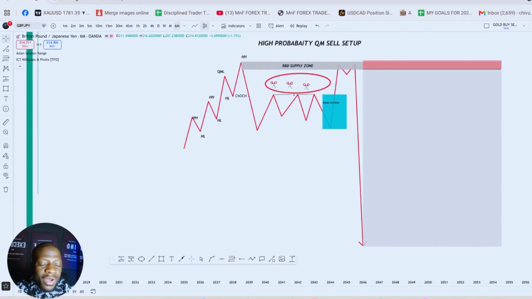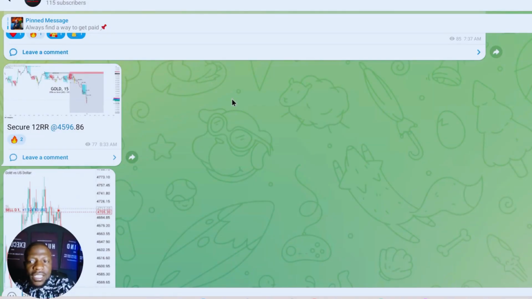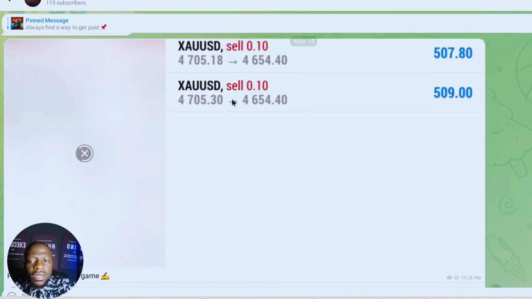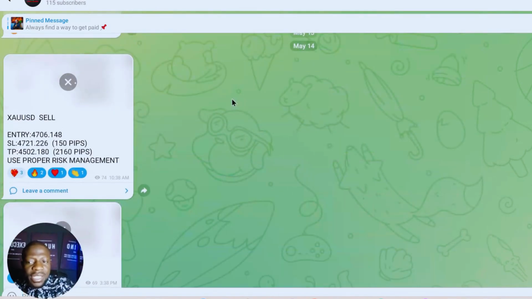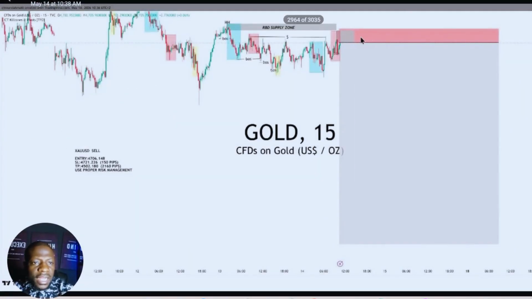Let me show you an example of a trade that we took using the same setup right here in our VIP community. Okay, so you can see that. Let me show you what happened before all this here, so that I show you the power of this strategy. Okay, this was a trade on gold that we actually took.